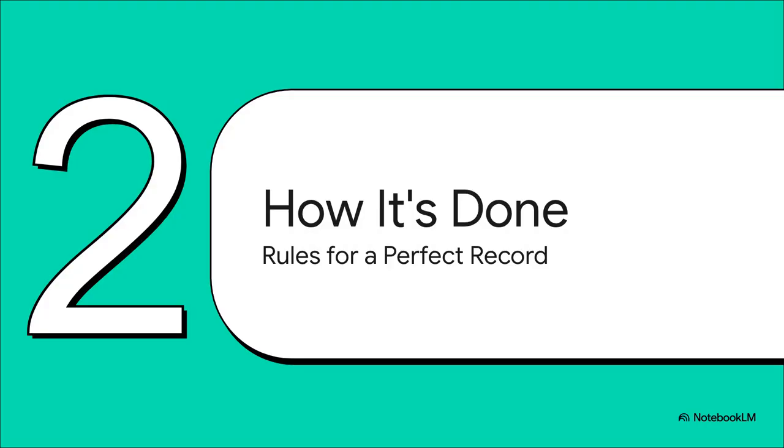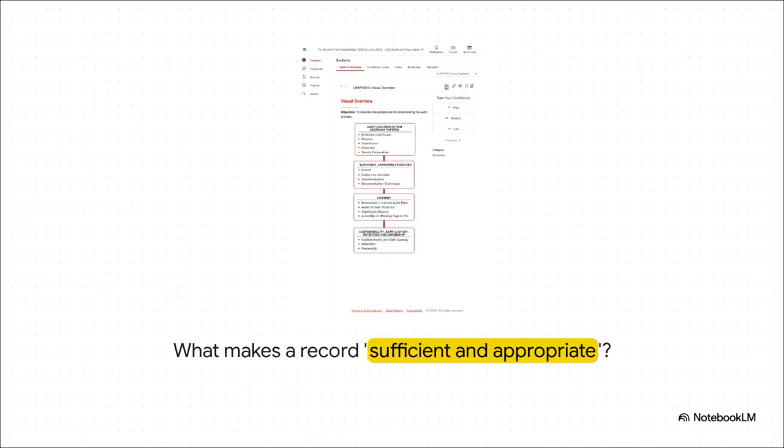All right, we get why the file is created, but how is it done, right? What are the actual rules for putting together a record that can stand up to some serious scrutiny? So the next step on our map is all about quality. See, it's not enough to just have a record. It has to be, and this is key, sufficient and appropriate. That's a really important benchmark in the world of auditing.